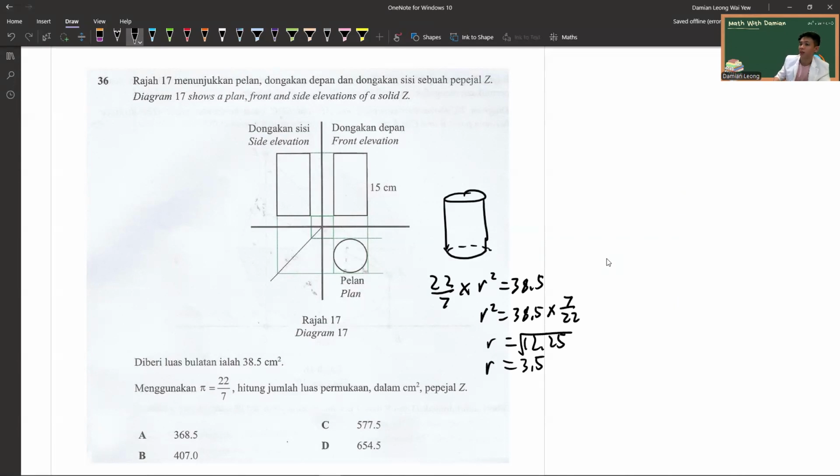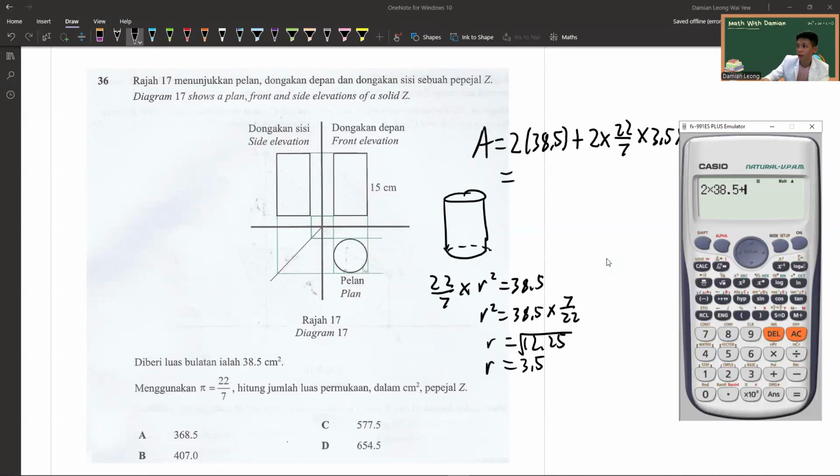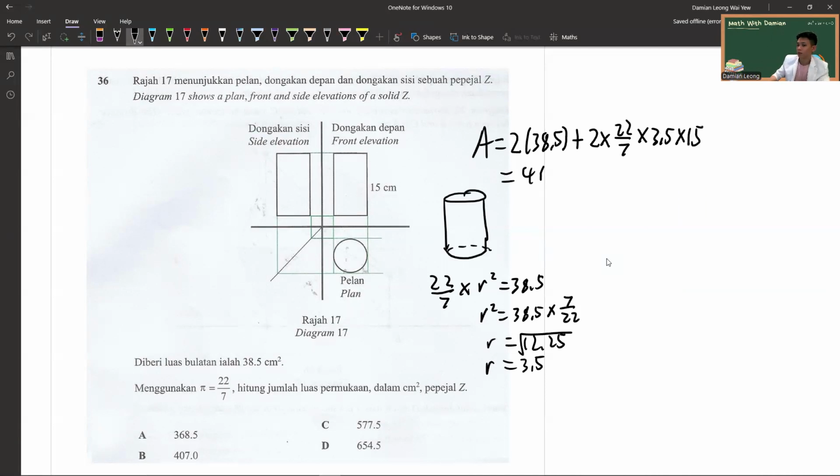Radius is 3.5, means total surface area is 2 pi r squared, which is just 2 times the 38.5, plus 2 pi rh. 2 times pi, 22/7, times radius 3.5 times height 15. So 2 times 38.5 plus 2 times 22/7 times 3.5 times 15, which I get 407 cm squared. So the answer would be B. That's question 36.